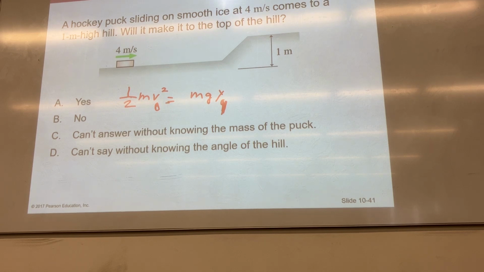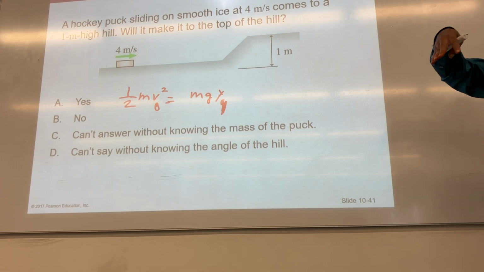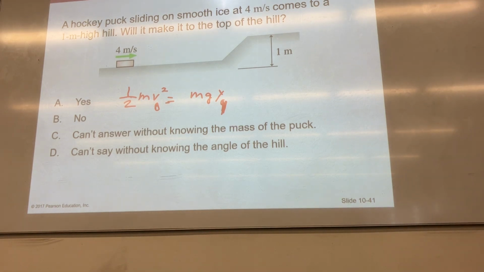All right. So you have a hockey puck sliding on smooth ice. It already has an initial speed of 4 meters per second and comes to a 1 meter high hill. Will it make it to the top or not? All you need is to line up the equation and see whether it reaches 1 meter. If you get less than 1 meter, it won't make it. If it is more than 1 meter or close to 1 meter, it should make it.